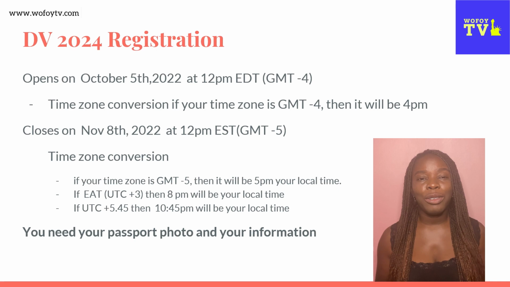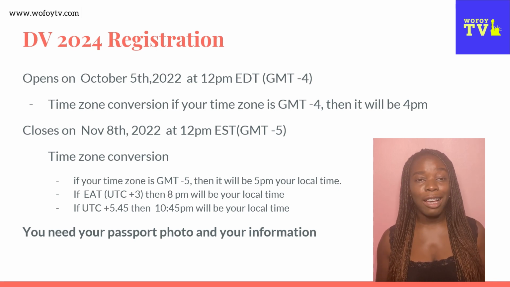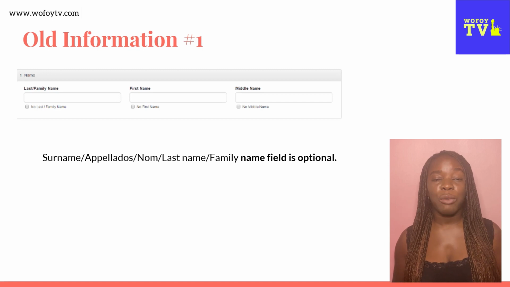local time. But you don't wait until the last day, because the last day is November 8th, and it's also going to be 12 p.m., but it's going to be Eastern Standard Time. So the time will be 5 hours instead of the 4 hours initially. Now I'm going to talk about the things that we're expecting to change on the DV 2024 entry form.